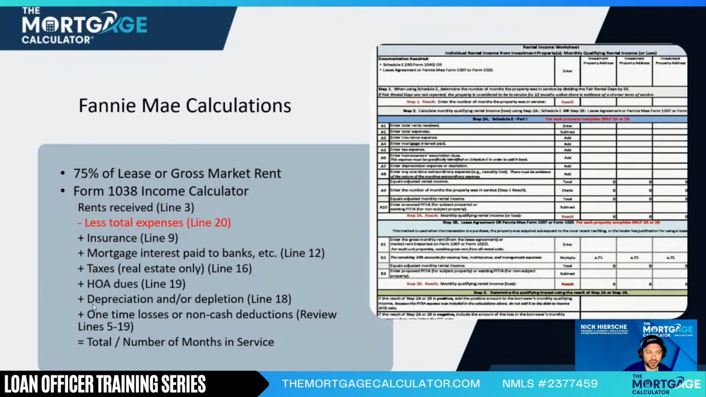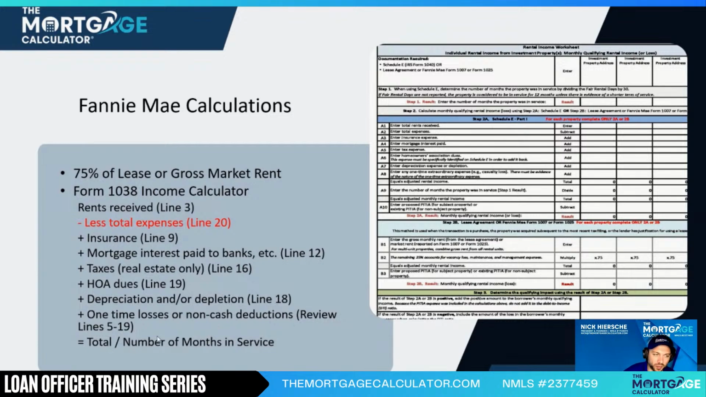Depreciation is obviously a fake number, right? That's something that accountants make up to try to account for certain expenses, but it's not a real expense that we had to pay out of pocket. So we're going to add that back. And then one-time losses, if we can document them, we can add those back. Not as common, but it's obviously still a line here in the form, so we'll fill that out.